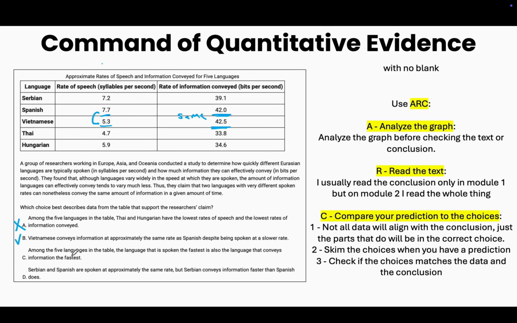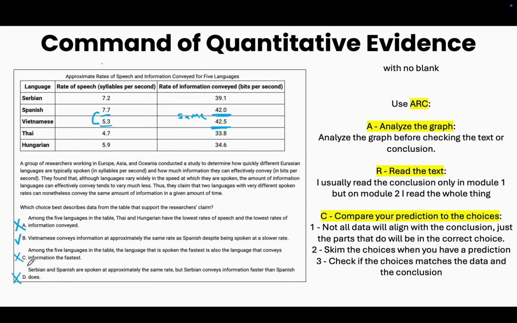Choice C. Among the 5 languages in the table, the language that is spoken the fastest is also the language that conveys information the fastest. This does not support the claim and does not match our prediction, plus it goes against the data. Choice D. Serbian and Spanish are spoken at approximately the same rate, but Serbian conveys information faster than Spanish does. This does not support the claim and does not match our prediction, plus it goes against the data.